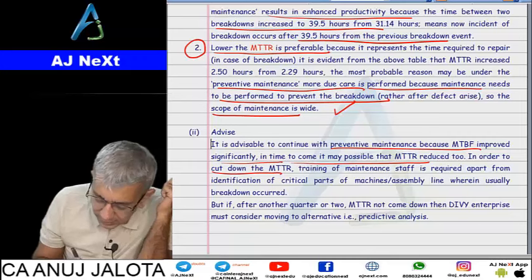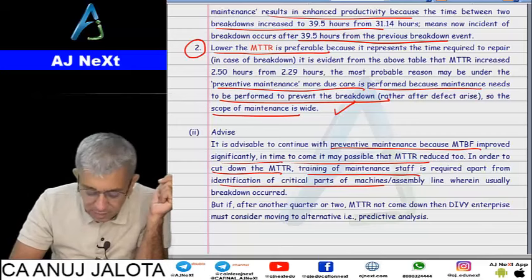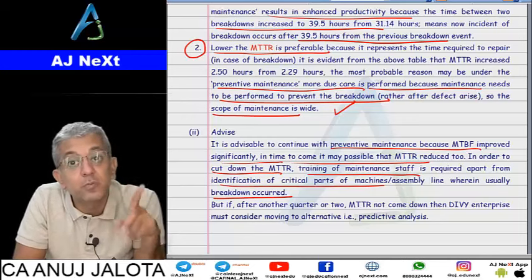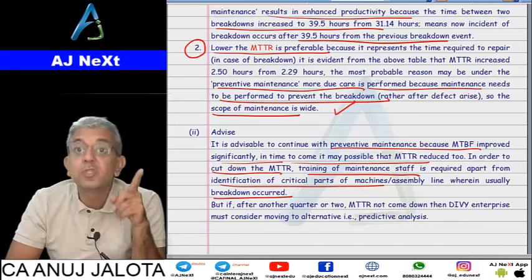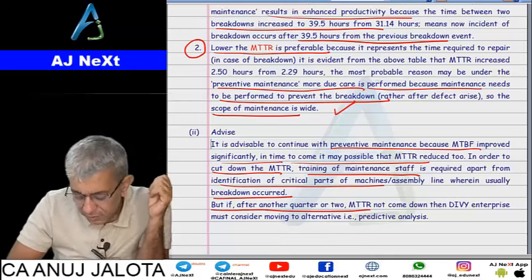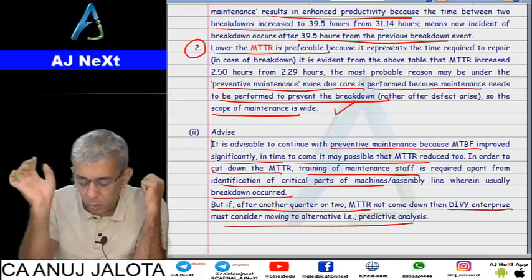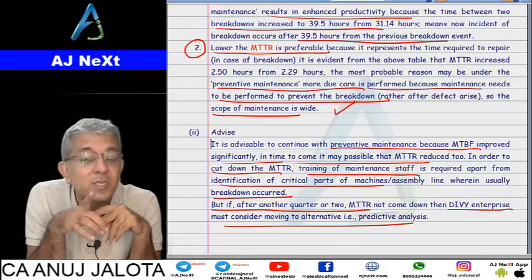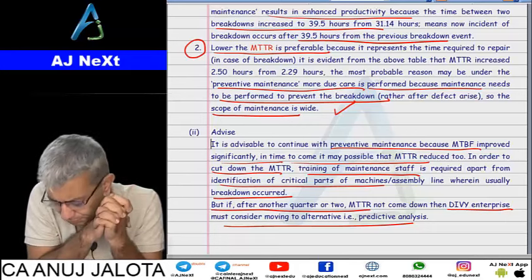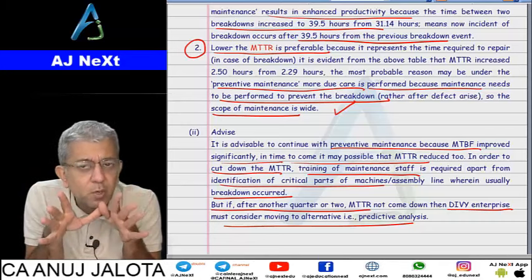In order to cut down MTTR, the training of the maintenance staff is required, apart from identification of the critical parts where usually the breakdown happens. Okay, apart from that, autonomous maintenance should be applied also. Workers should be trained over here. The workers not only of the maintenance department but also of the factory should be trained properly. But if after one quarter or two MTTR does not come down, then DIV should consider moving to the alternate, that is predictive analysis. I told you that is a very expensive thing. You have to have all the latest machines which will tell you whatever faults might happen in the machine, and so on and so forth. Okay, this is an important question. Ensure that you all do it.